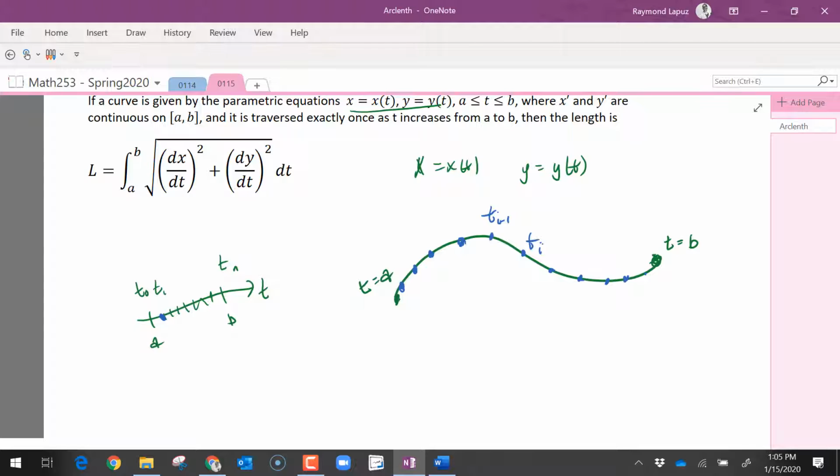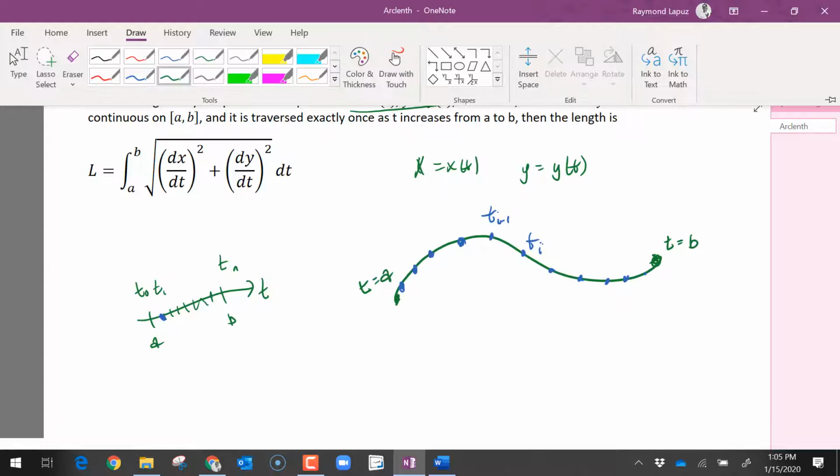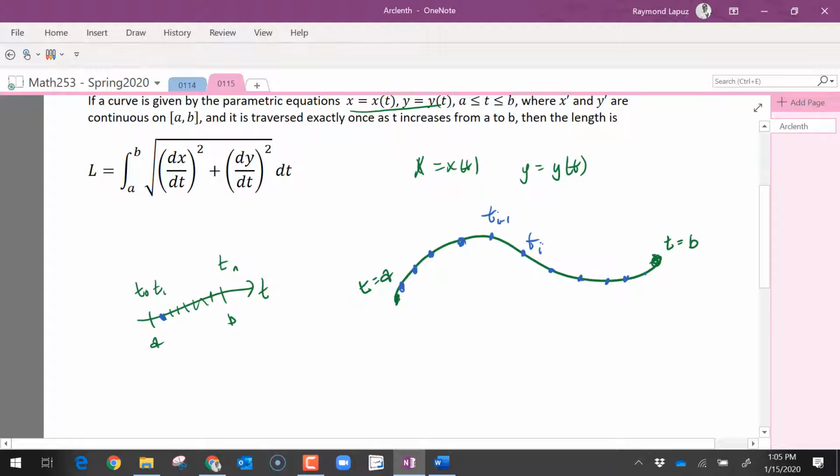Oh, how do you find a distance? So if we put that into the x value and the y value, you get this. This is an actual point. So the actual point has an x of x of t sub i minus 1, comma, y of t sub i minus 1. And then this point over here would be x of t sub i, y of t sub i.